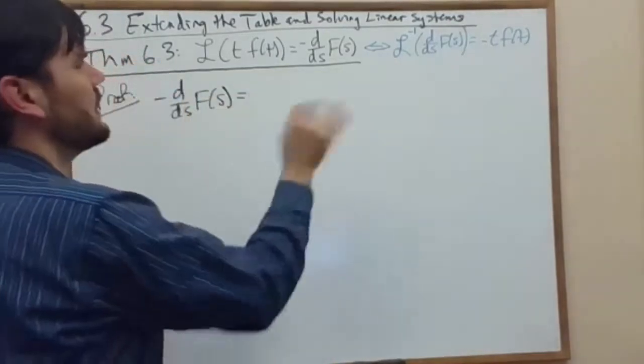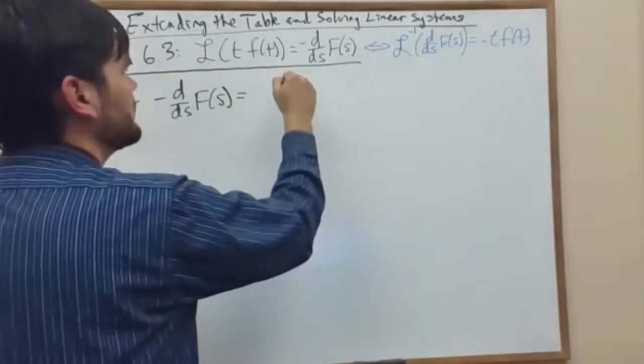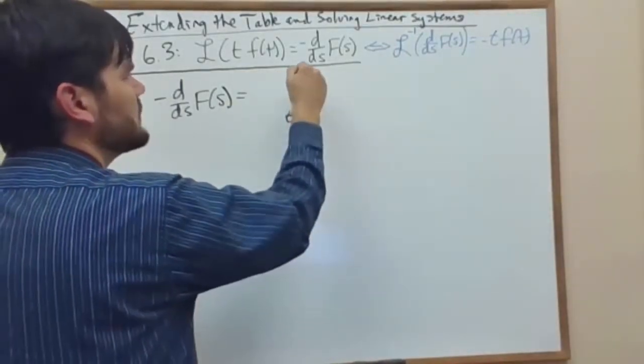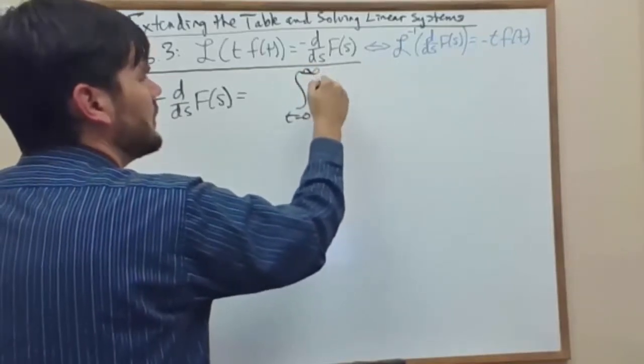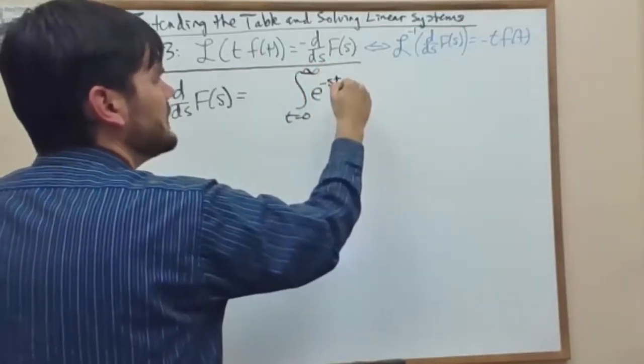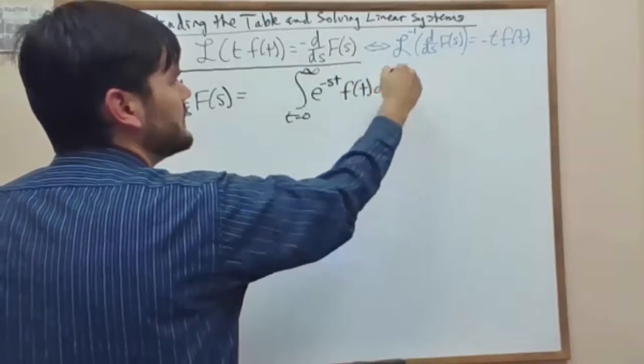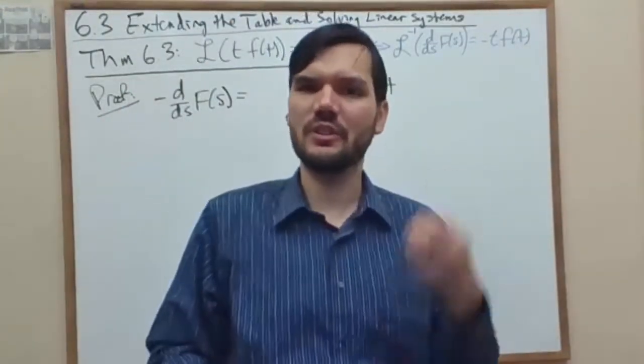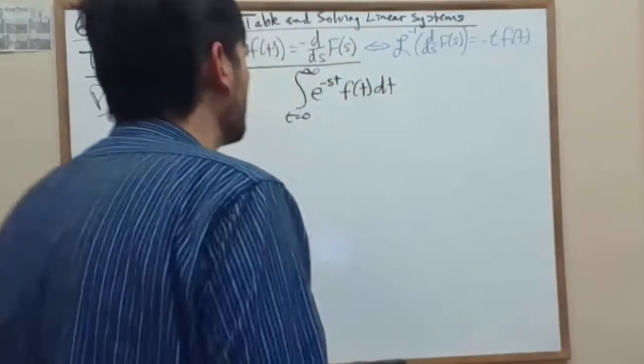Let's first look at what this capital F is. It's the integral of t going from 0 to infinity of e to the negative st times little f of t dt. That's what that capital F stands for. It's shorthand for the transformation of our little f function.